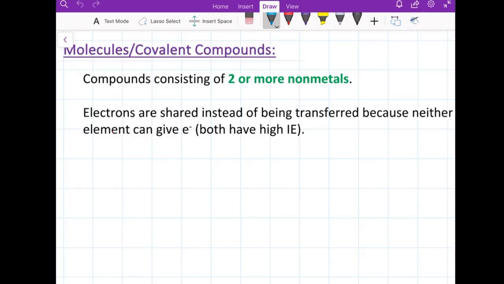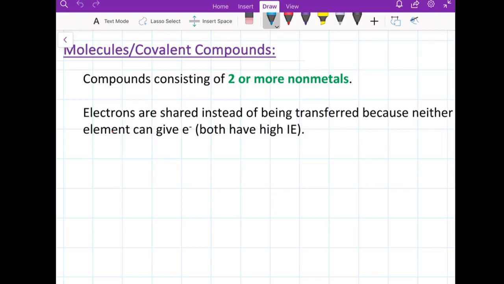Today we're talking about molecules, covalent compounds, which some of you may have some familiarity with. Everybody's heard the word molecule. You've probably heard the word covalent, but it just refers to compounds consisting of two or more nonmetals. And by the way, let's go ahead and pause at any point here and write down what you see on the screen, and then I'll explain it.